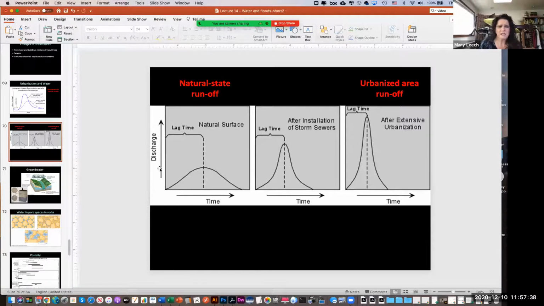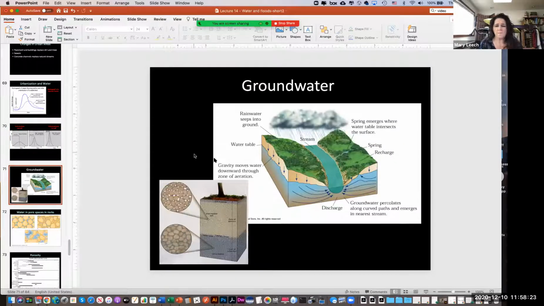So this is the idea. Discharge, time, same thing. You have a lag time in between the rainfall event and the peak discharge. That's what I should be calling it, peak discharge. If you install storm sewers, you have a shorter lag time and a higher discharge. With extensive urbanization, meaning lots of pavement, lots of big box store parking lots, you have a shorter lag time between the rainfall event and the flood stage, and discharge is even higher. So it just gets worse the more you change the natural environment.